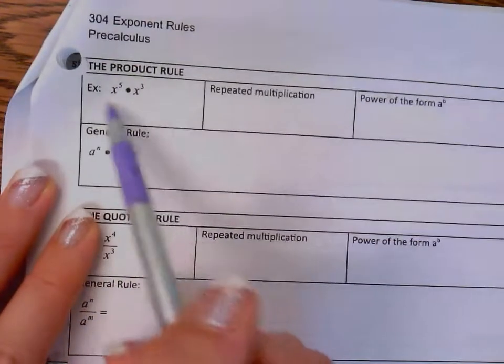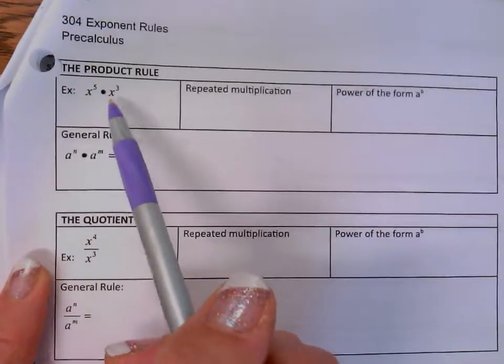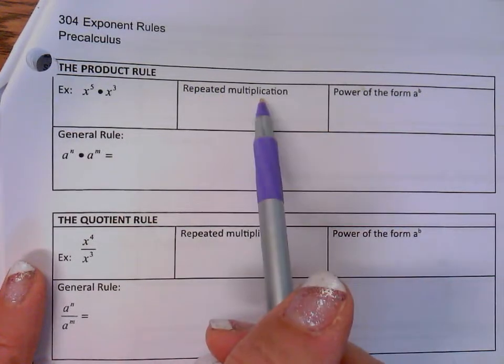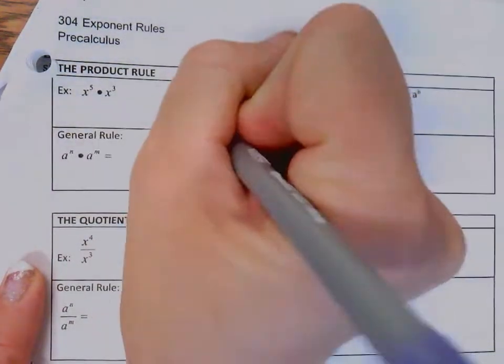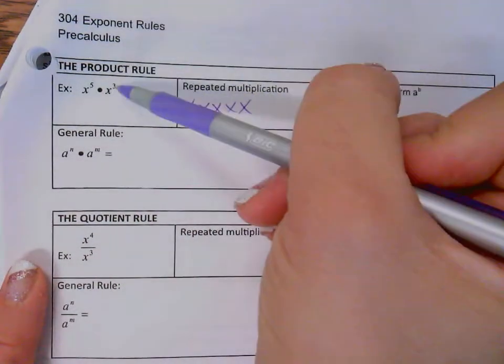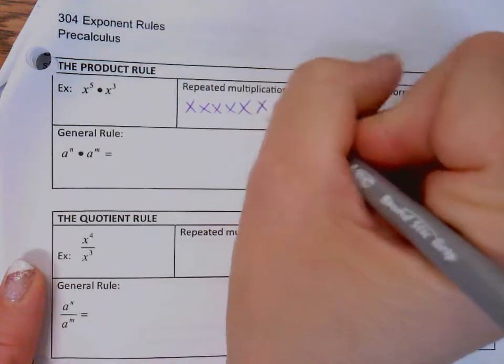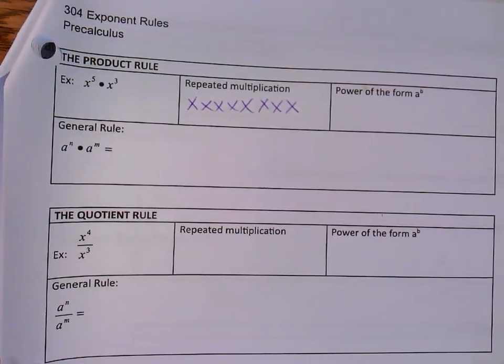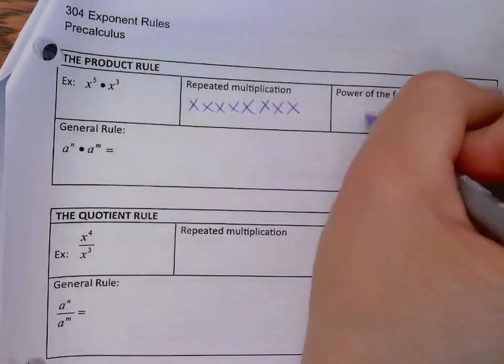Simplify this expression. So before I tell you the rule, how could I write this out using repeated multiplication? X to the fifth just means x times x times x times x times x. X cubed means x times x times x. How many times is x actually getting multiplied by itself? 8, right? X to the 8th.